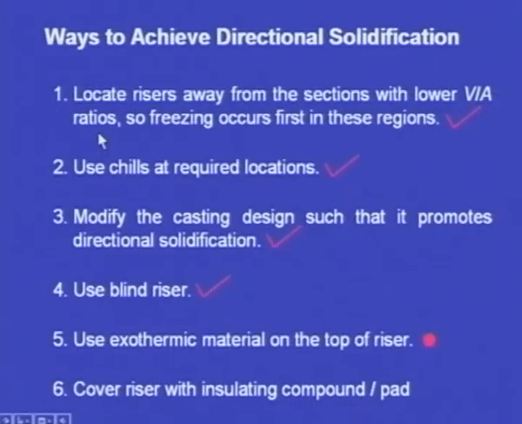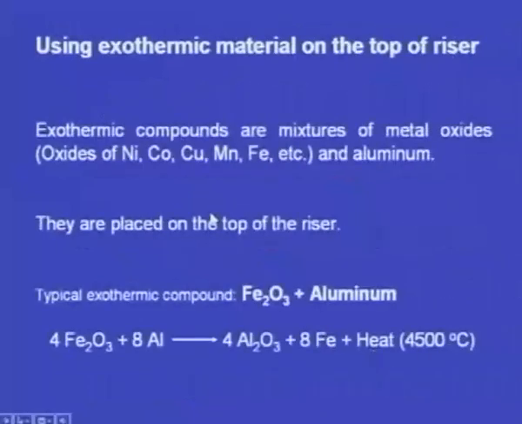Next one, use exothermic material on the top of the riser. Exothermic compounds are the mixtures of metal oxides and aluminum. Metal oxides means oxides of nickel, cobalt, copper, manganese, iron and so on, and these oxides of the metals and aluminum will be mixed together. This mixture is known as exothermic material, and this exothermic material is placed on the top of the riser.